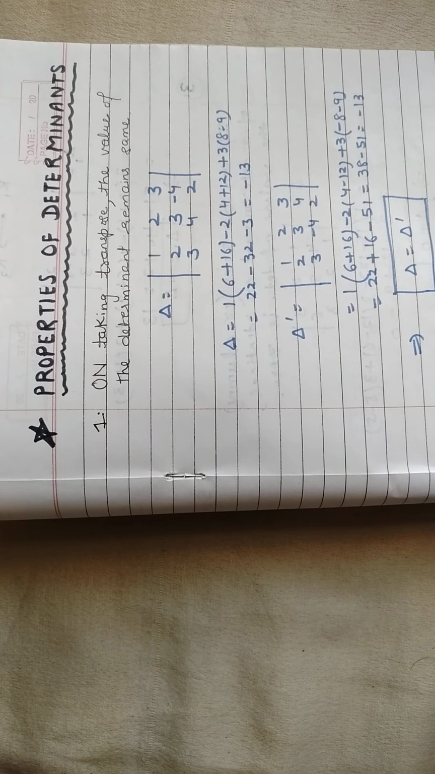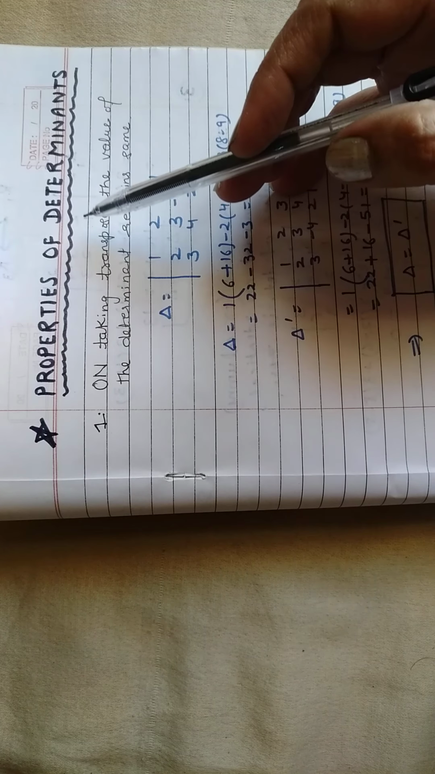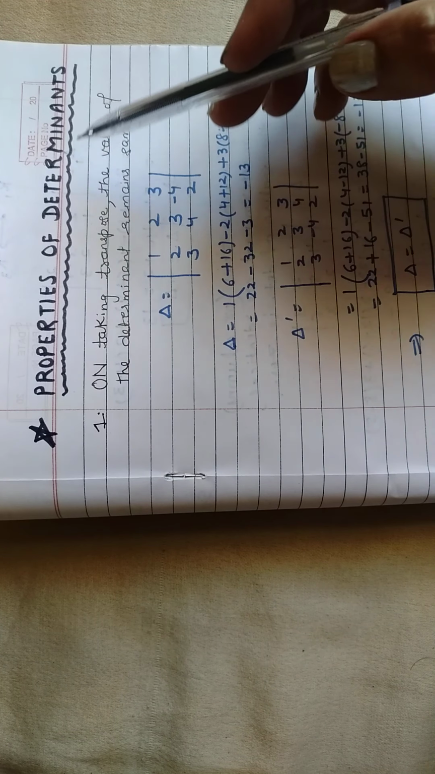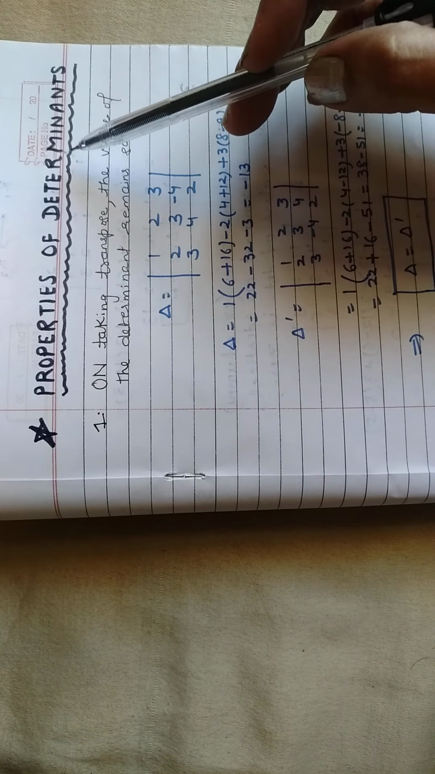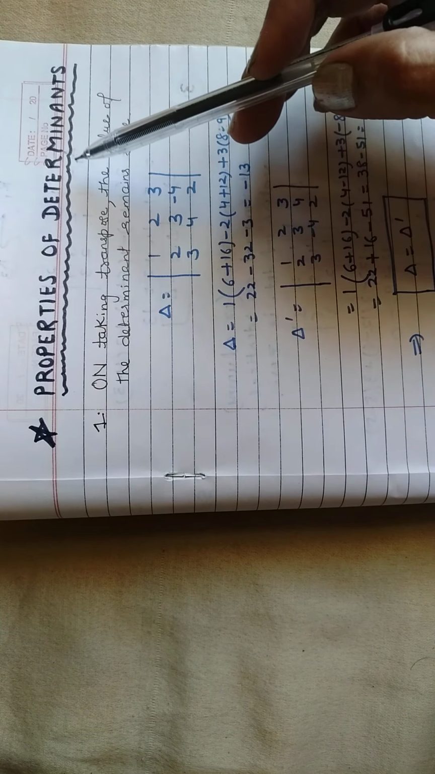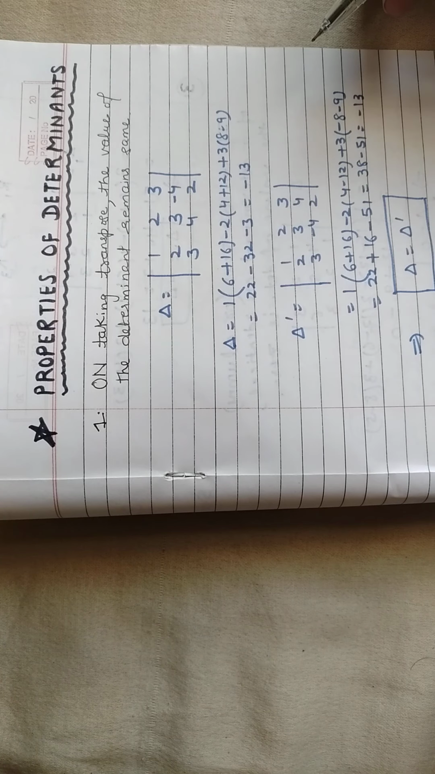Good morning, students. Today we will start with the last topic of chapter 4, determinants, and that is properties of determinants, on which your exercise 4.2 is based. See, in total there are 6 properties.